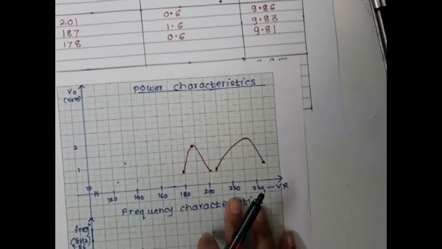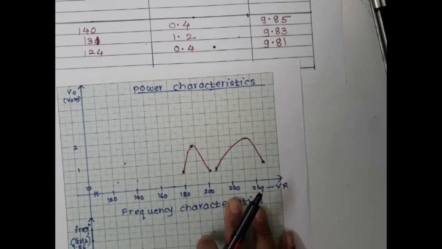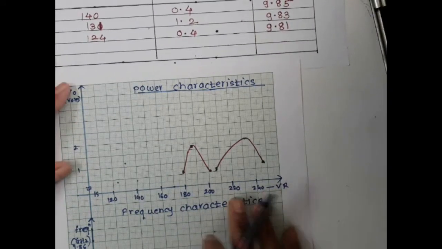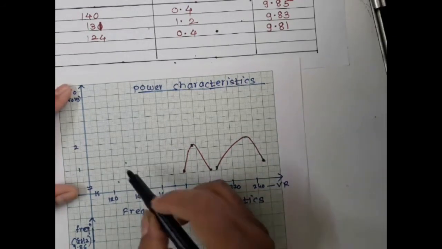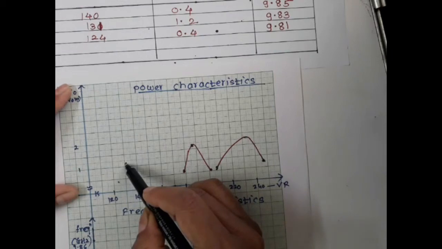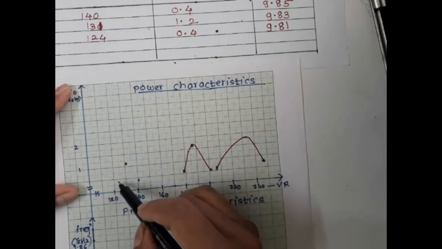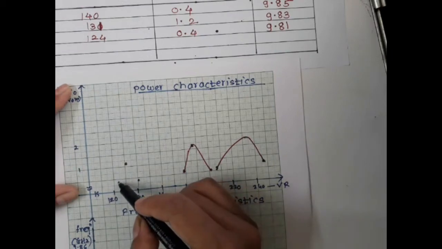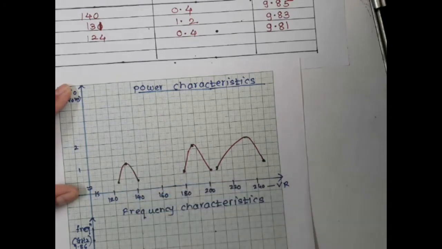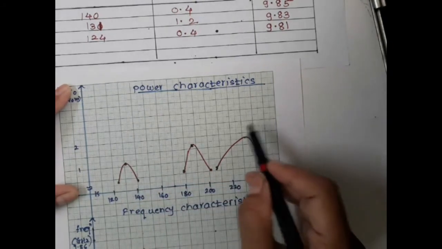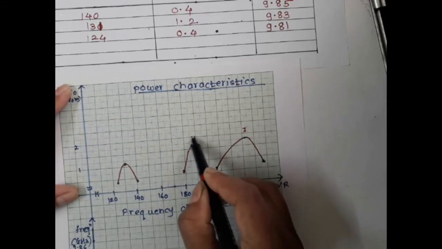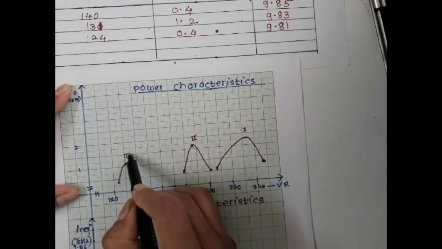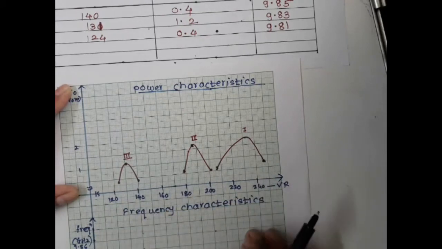Now for the third mode, if we see the readings for the third mode, we can see here 140.4. So here for 140 I'll put here 0.4, for 131 1.2, and for 124 it is 0.4 again. So if I connect it here, it is nothing but the mode. So here I have drawn mode 1. This you can say is mode 2, and this is mode 3. So we have seen the three modes over here.